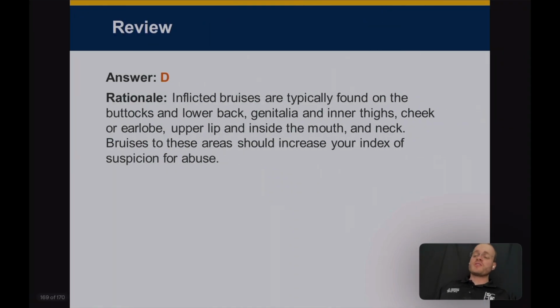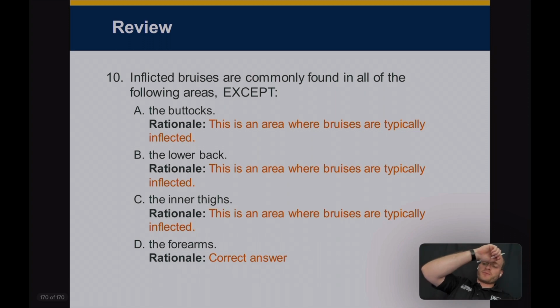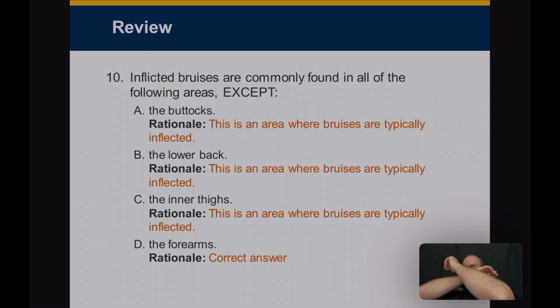Now, let me tell you this. The forearms can be a sign of defensive bruises, right? If someone's trying to defend themselves, they could have bruises to the forearm, specifically the medial portion of the forearms, because you protect yourself like this. Wait, no. What am I saying? That is medial, because in the anatomical position, this is medial. Yeah, it's medial on both arms.